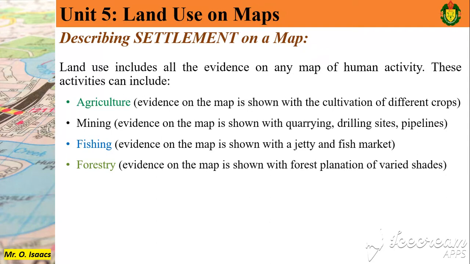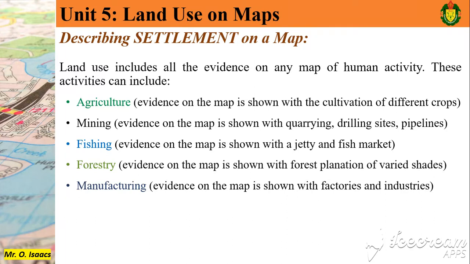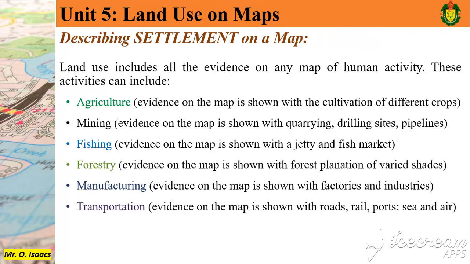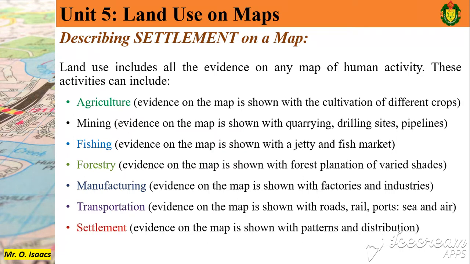Forestry, the land use in the area can be used for forestry, like woodland or forested areas. So you use the key again to see the different shades of green that will be used. Manufacturing can be shown as well in terms of factories, which will be indicated in the key. Transportation is also shown on the map using roads, railways, ports. And of course, our settlements can be shown on the map to indicate the land use on the map.